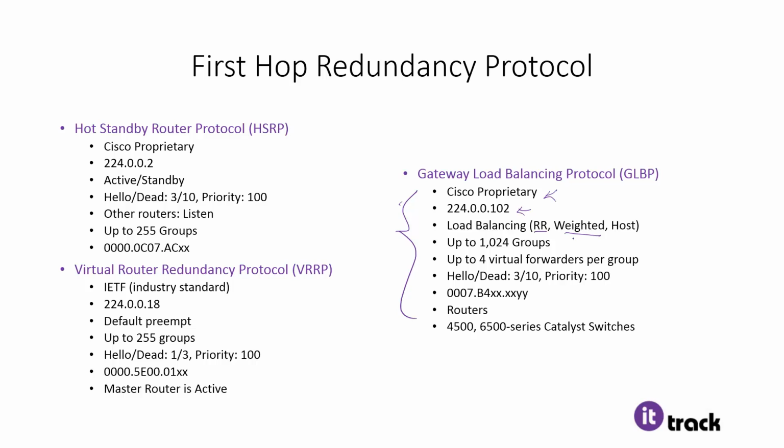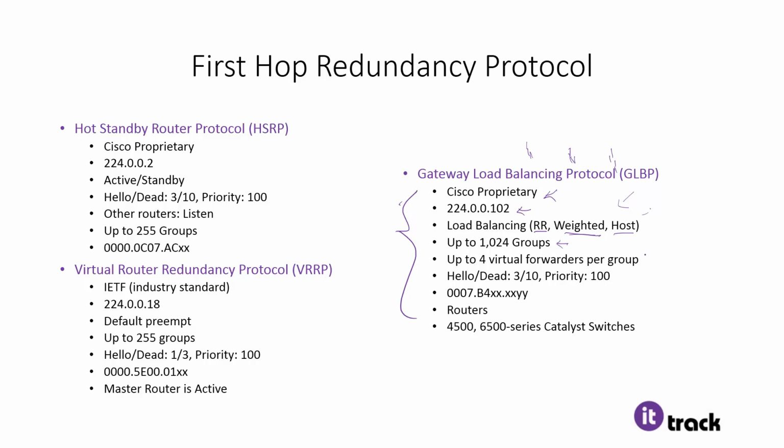We can do a round robin method, where it just goes from router to router to router and allocates ARP requests based on who comes in when. Or we can do weighted, which is what we're going to do. You can also do host dependent. And we can have up to 1024 groups.